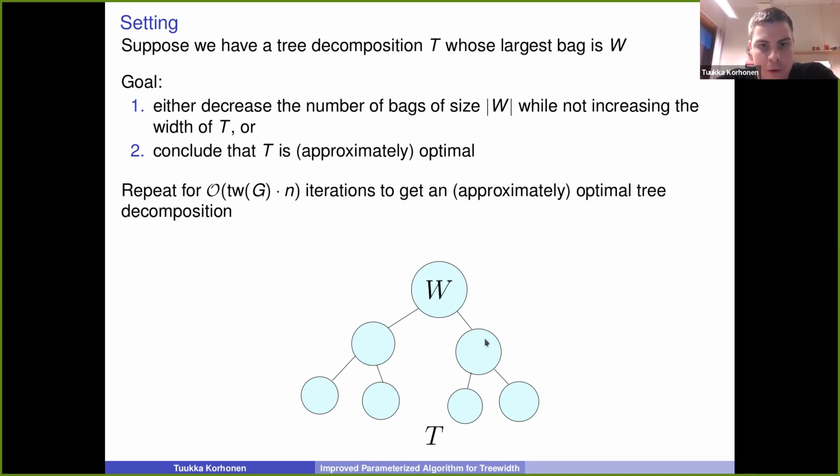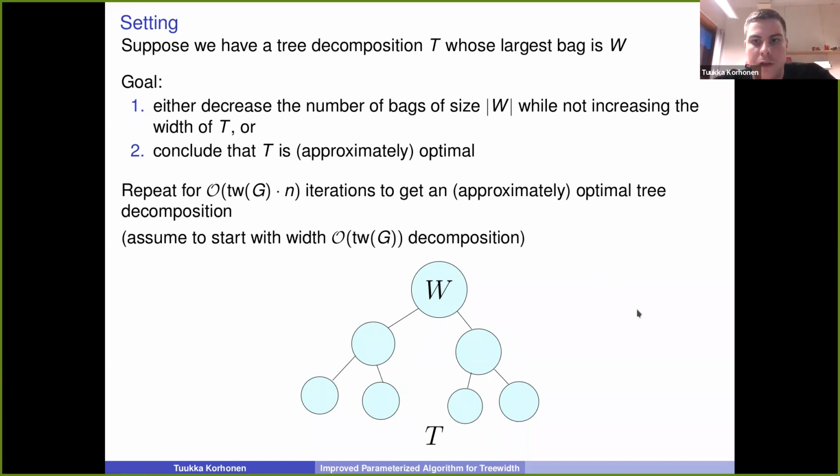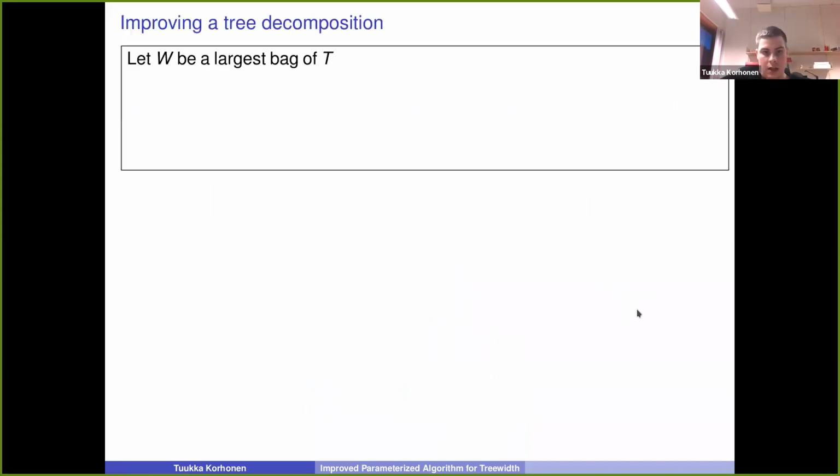And we really will focus on this large bag W, and let's always draw this decomposition so that W is in the root. Here we assume we start with some constant factor approximately optimal decomposition. Okay. So now, let's say we have this decomposition T that we want to improve, and let's say W is the largest bag. So W is the set of vertices of the bag.